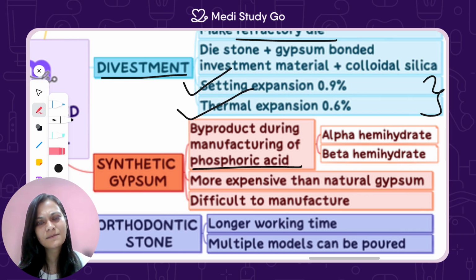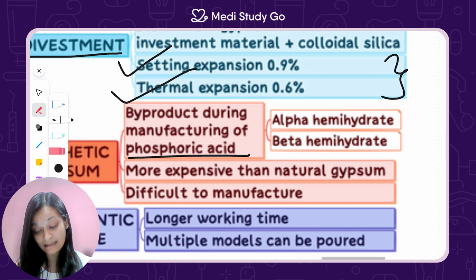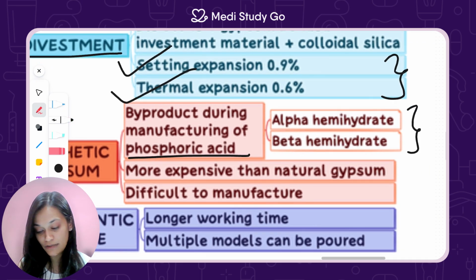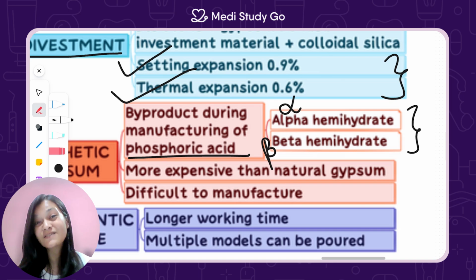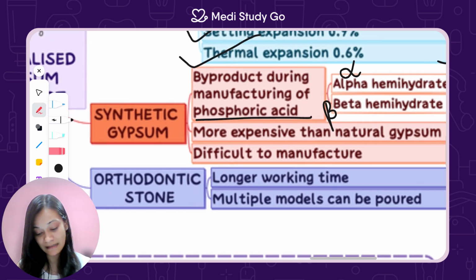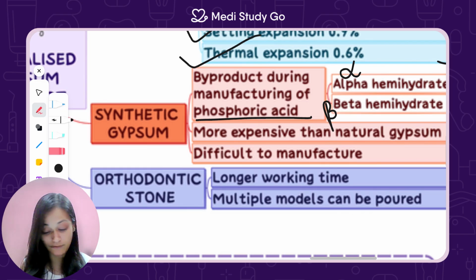Then is the synthetic gypsum. So how exactly is it manufactured? It is a byproduct which is obtained during the manufacturing of phosphoric acid. And it is available in 2 types, that is alpha and beta. It is more expensive than natural gypsum because it's really difficult to manufacture. You have to produce so much of phosphoric acid to obtain minimum amount of the byproduct that comes out. So definitely because of its synthesis, it is difficult to obtain and expensive.